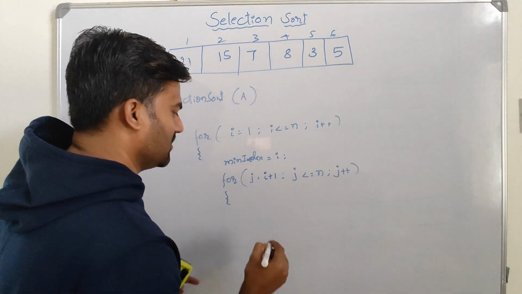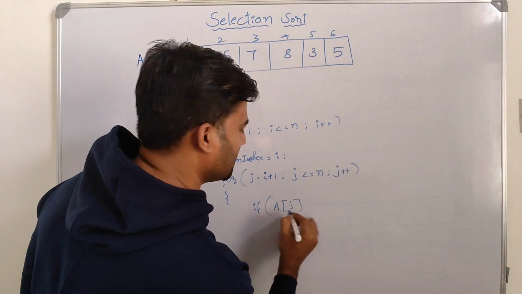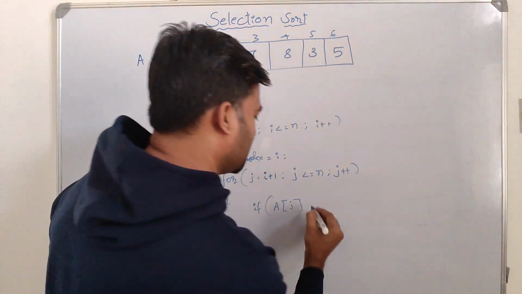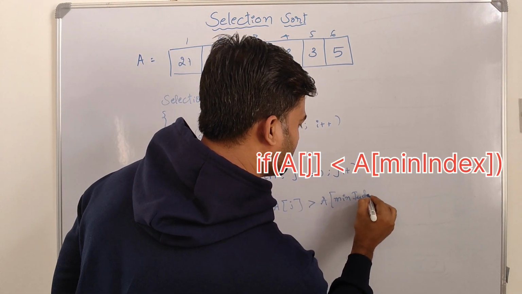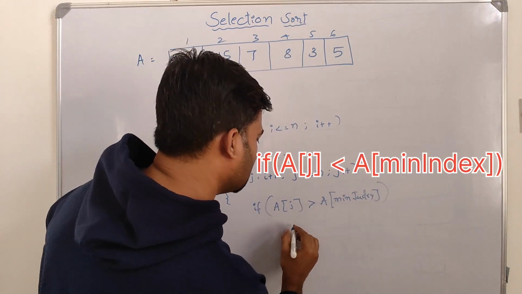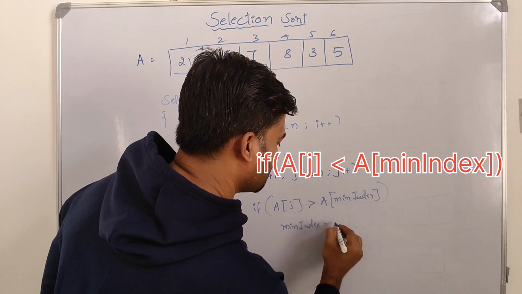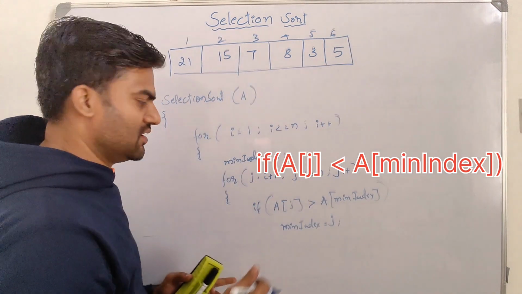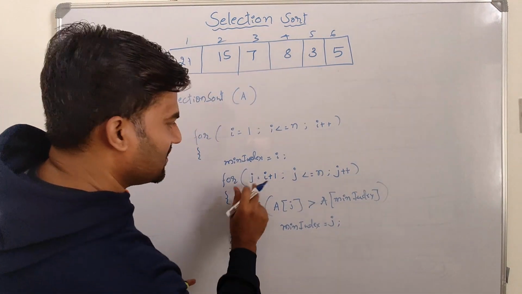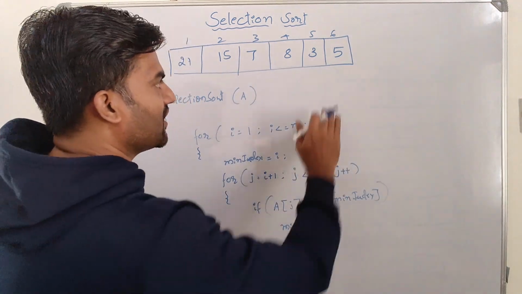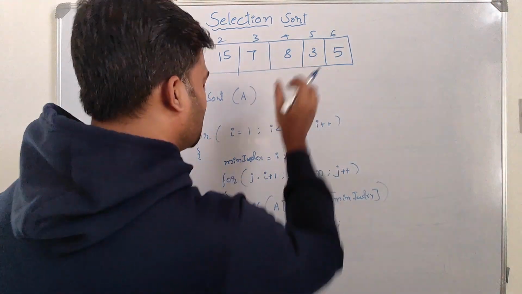Now I will check if a of j is less than the element at min index, then we will simply update min index equal to j. That's what we were doing when we were dry running the logic. Once this loop executes, at the end we get the minimum index where exactly the minimum value resides.